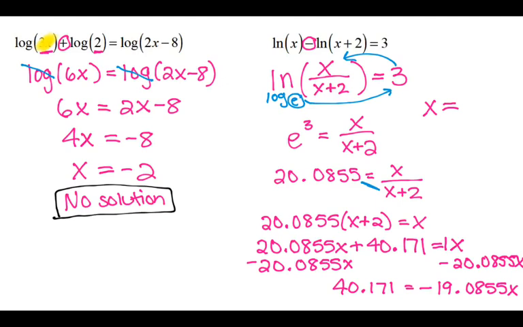40.171 divided by negative 19.0855 gives me approximately negative 2.105. Now again, inside your logarithm cannot be negative. So that right there tells me that x can't be negative. So this one has no solution also.